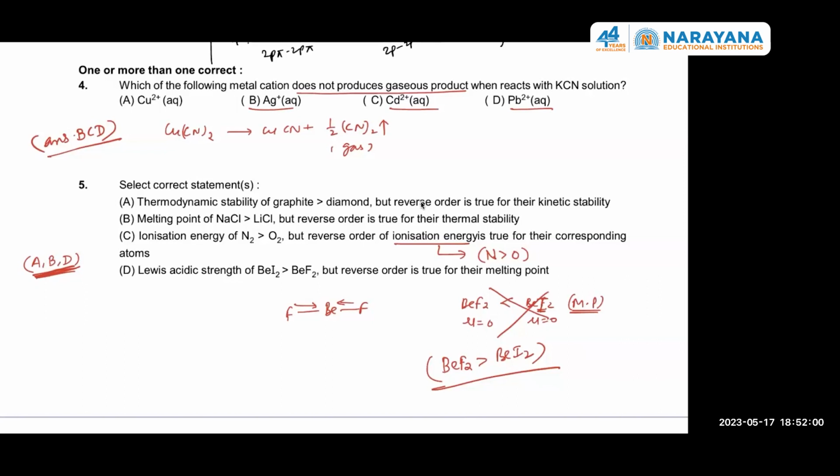But when we are actually breaking the lattice of LiCl, the bond between Li+ and Cl-, and Na+ and Cl-, that will be accounted for thermal stability. The breaking of LiCl and NaCl as individual molecules.